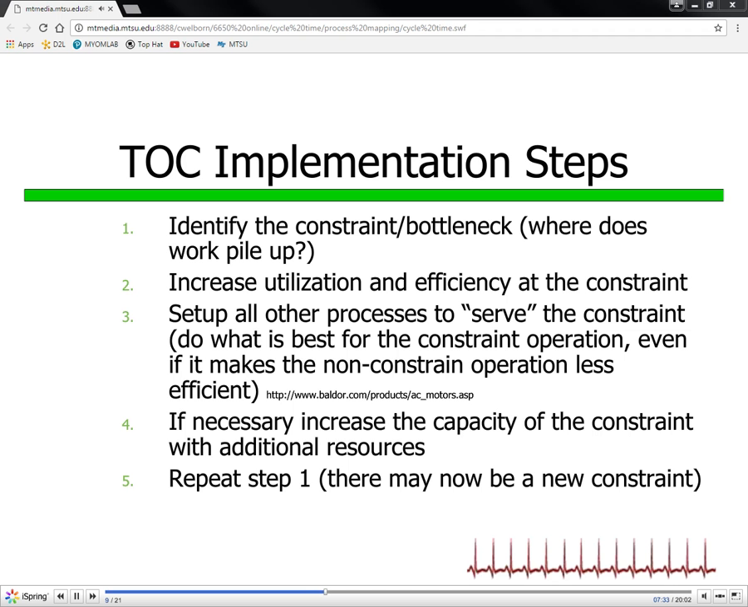If you have to increase the capacity of the constraint with additional resources, that's always an action of last choice. But if you really say, I'm getting everything I can get out of this work group, or out of this machine, if the bottleneck is moving as fast as it can move, and there's no more capacity and no more productivity to be gained, then you may have to double up on the capacity. So you may have to have a second machine or a second crew at that bottleneck operation.